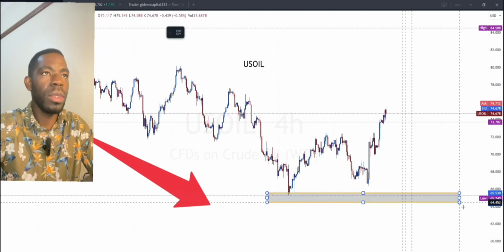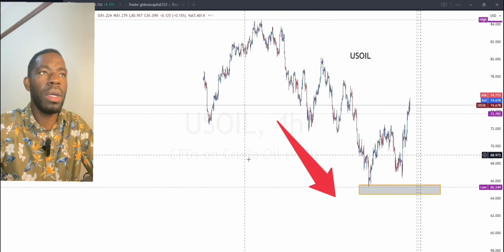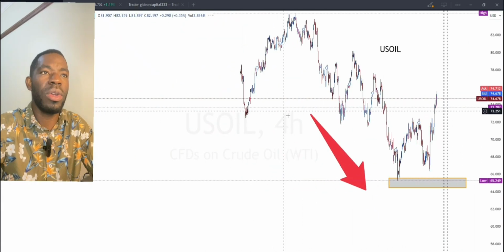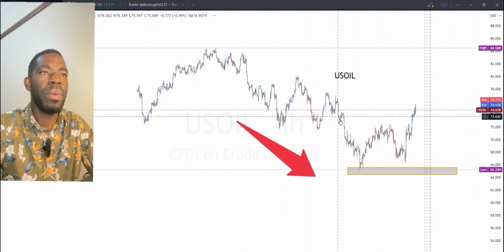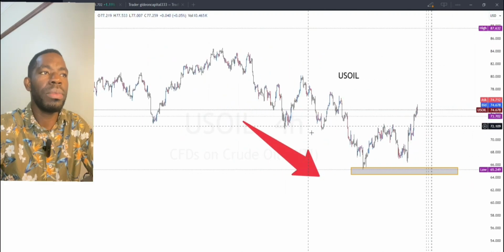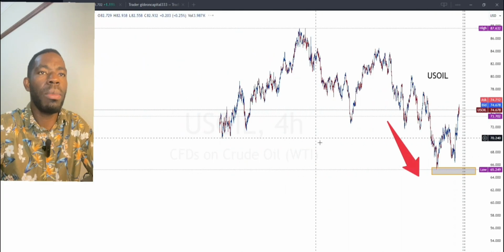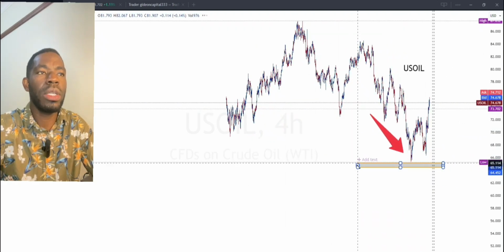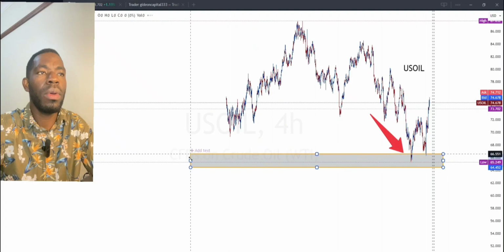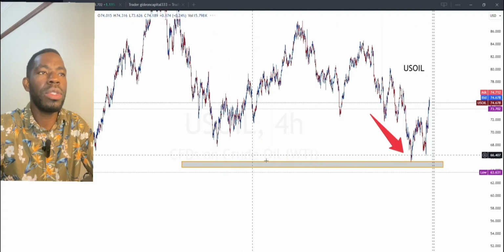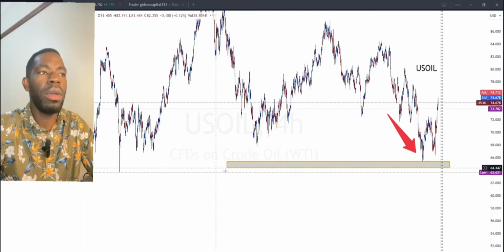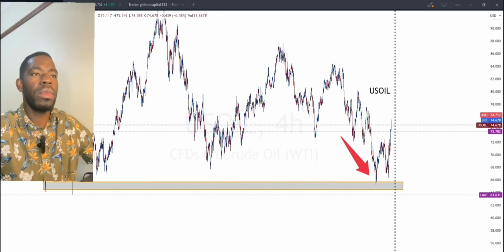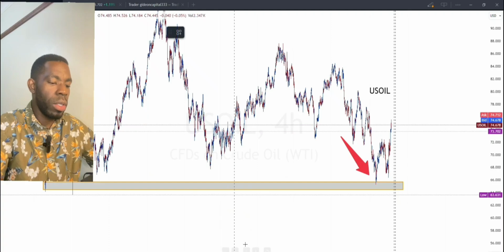Let's take a look. This is a support area. So at this support area, I'll just mark that out and stretch it over here. This is a previous support, as you can see the reactions before over here. So this is a serious support area, a strong support area. I'll just mark it out for you. This is a support area.